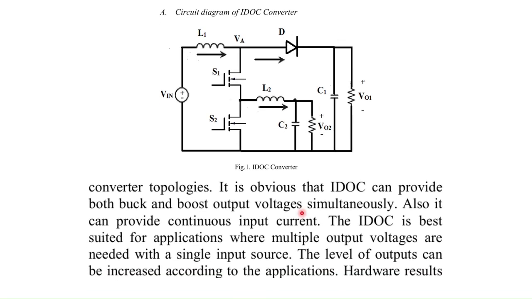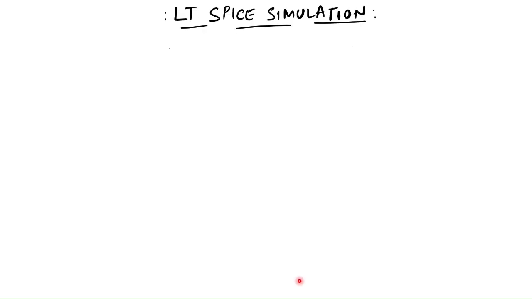So this is where the advantages of IDOC come in. It is obvious that it can provide both buck and boost voltage simultaneously. Also, it can provide continuous input current. The IDOC is best suited for applications where multiple output voltages are needed with a single input source, and those levels can be adjusted accordingly.